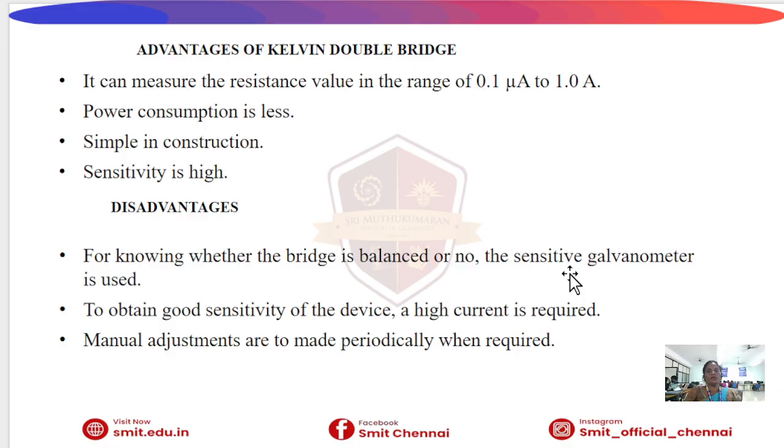Next, the disadvantages of Kelvin double bridge. A sensitive galvanometer is required to detect balance conditions. High current is needed for good sensitivity, and a manual adjustment is required, which makes measurement time consuming.